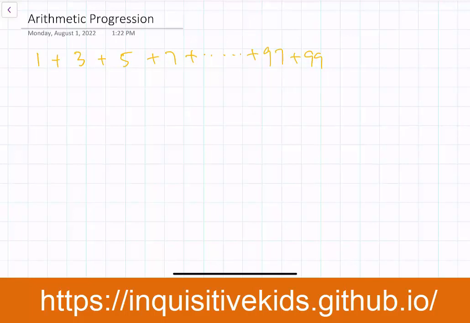In this video, we will be talking about arithmetic progression. So let's say that I gave you the expression 1 plus 3 plus 5 plus 7 all the way up to 97 and 99. And I'm going to ask you to simplify this expression and find the value of it. And so how would you do this? So first pause the video and see if you can figure it out yourself.